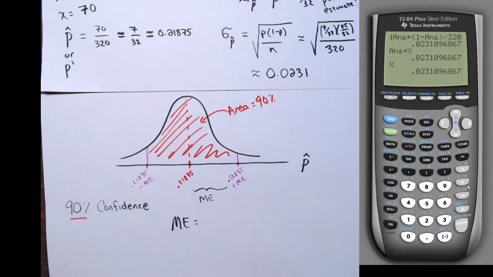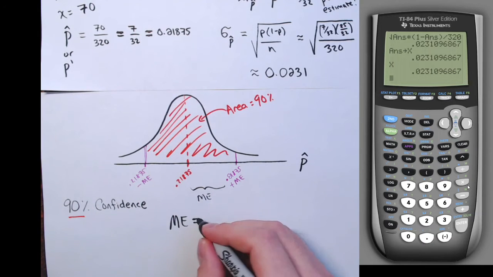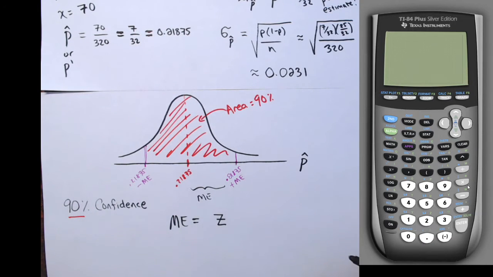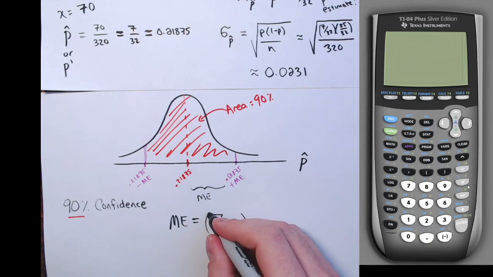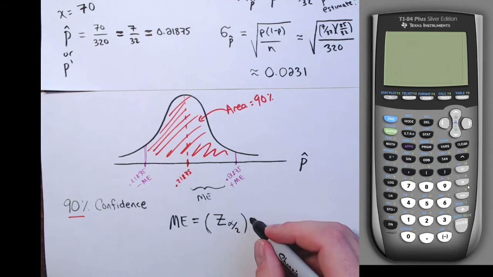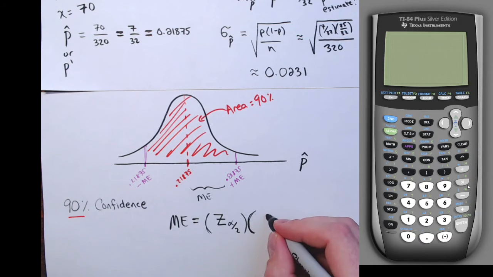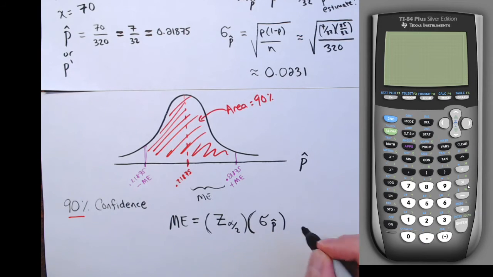I need a z-score, right? This is a normal distribution. So I want to talk about how many standard deviations away from the center these two values are, this upper value and lower value of the interval. So I need a z-score. And you probably recognize this from when we did confidence intervals for a mean, instead of for a proportion. It's a z-score with an area of alpha over 2 above it. And we'll talk about alpha in a second. Times the standard deviation of the p hats.